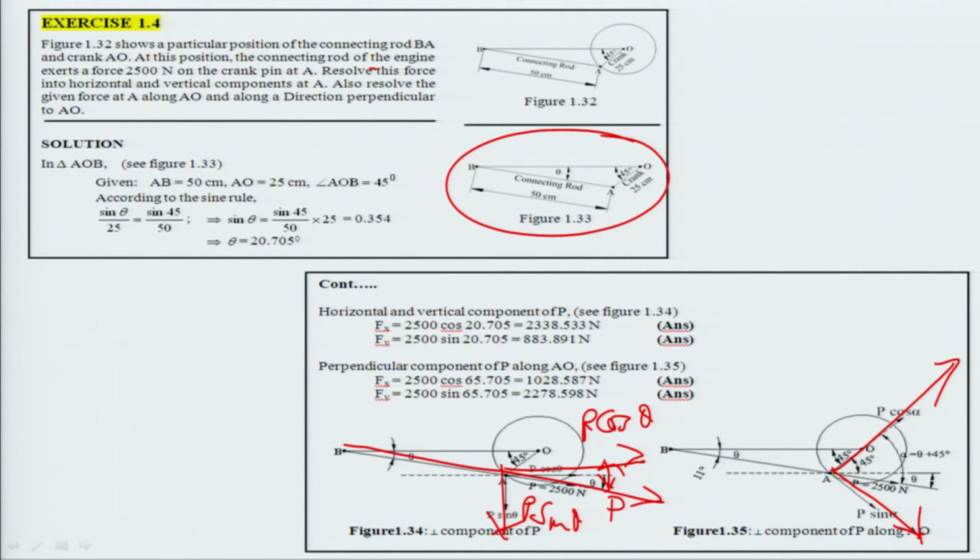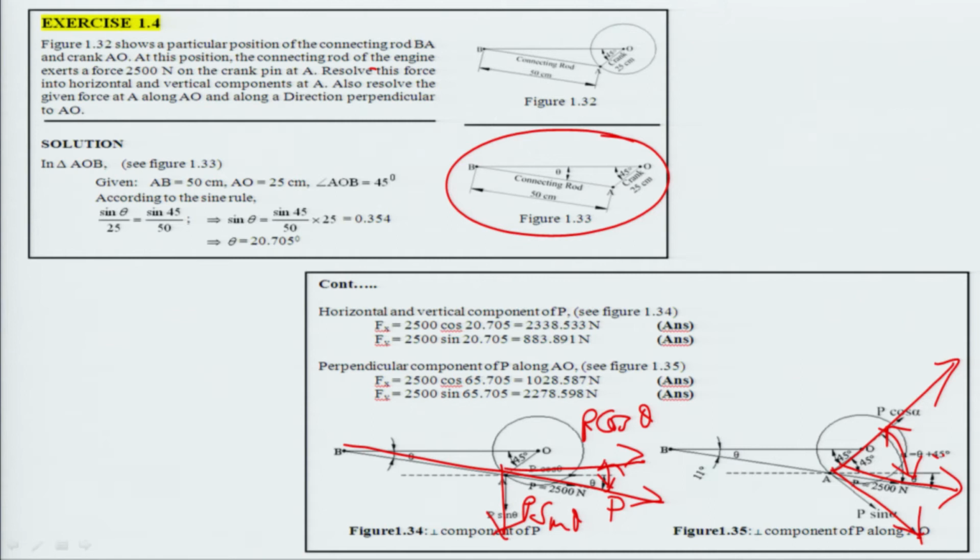Perpendicular to this can be AO. So, force P is here. We find out the value of this angle. The value of this angle will be theta plus 45.